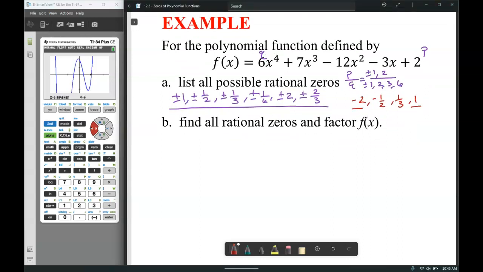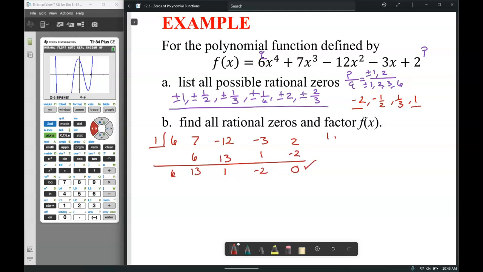Let's choose our integer values first, just to make it a little bit easier. Let's start with 1. Let's see if 1 is indeed a 0. Fairly confident that it is. There we go. 1 is indeed a 0. And through that property, we also know that x minus 1 is a factor.